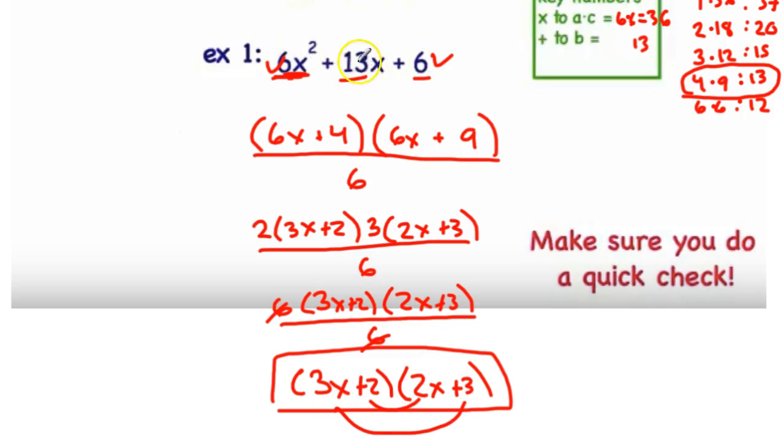I always do that quick one, but you should always do the inner and the outer ones, just to make sure they add up to the bx part, the second term. 2 times 2 is 4, 3 times 3 is 9, 9 plus 4, 13. All right, so that is how you quick check it after you factor the trinomial.